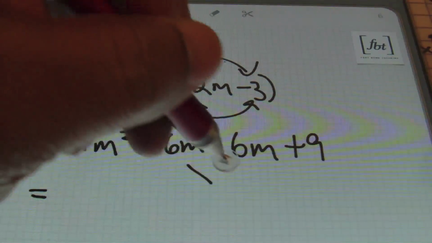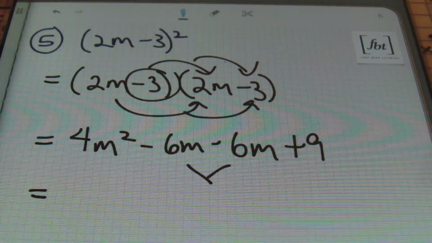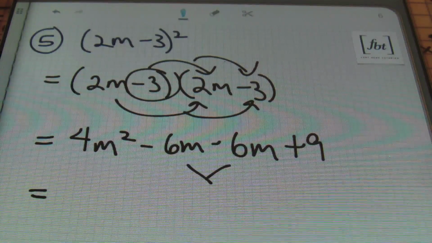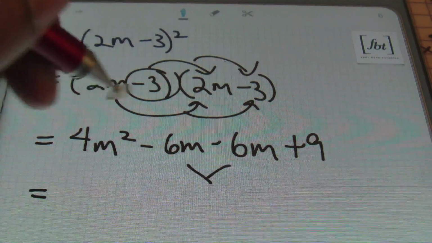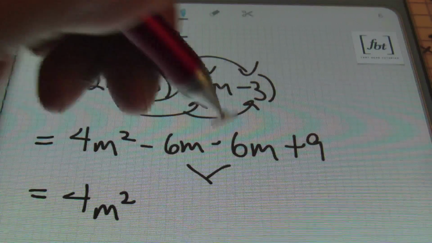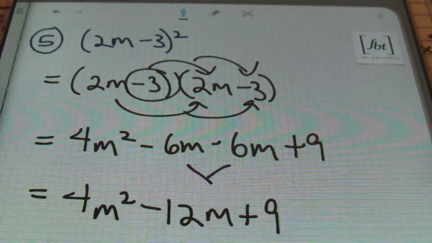So once again, anytime you finish distributing, you always look to see if you can combine your like terms, those terms that have the exact same variable with the exact same exponent on those variables. So let's bring down our 4m squared first. Then I'll end up with my negative 12m. Bringing down that positive 9 and done.